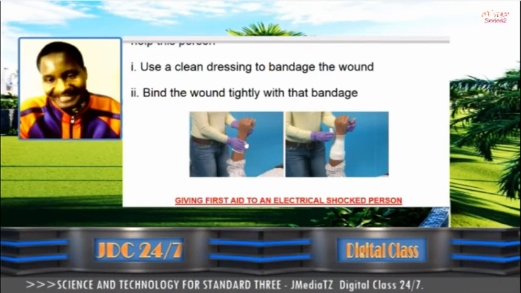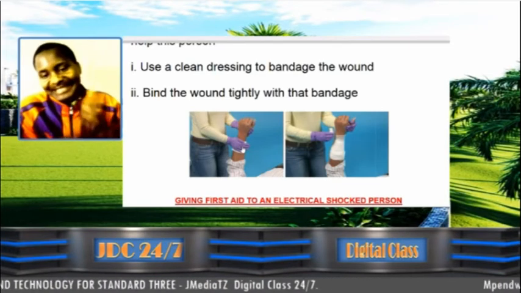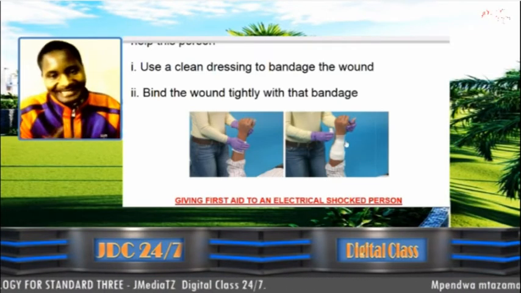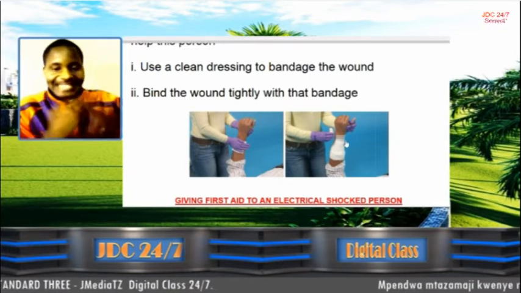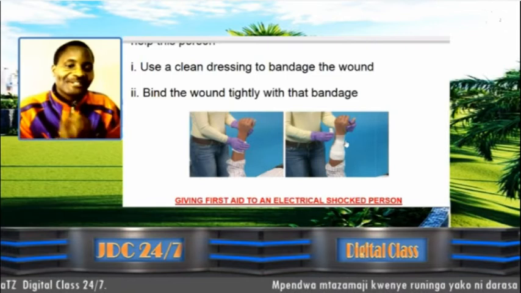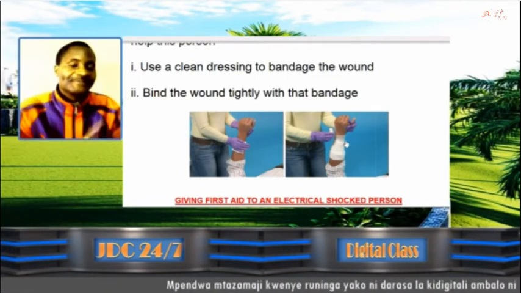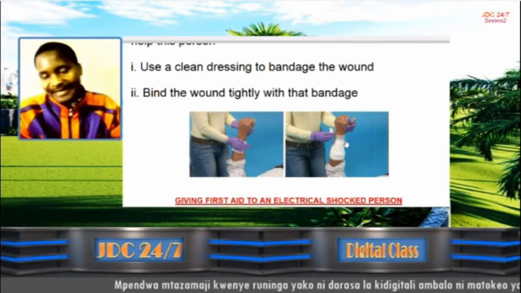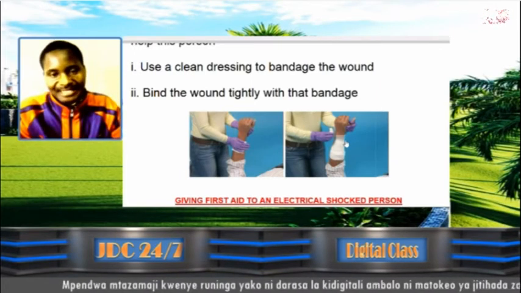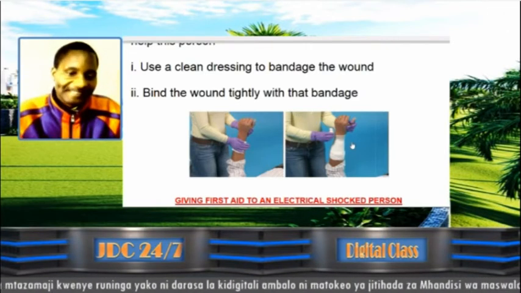As you see, after an individual has been cut, someone has put something like you see over here, and he continues tightening in order to reduce the loss of blood, but also to keep that place safe from insects or other harmful insects, right?